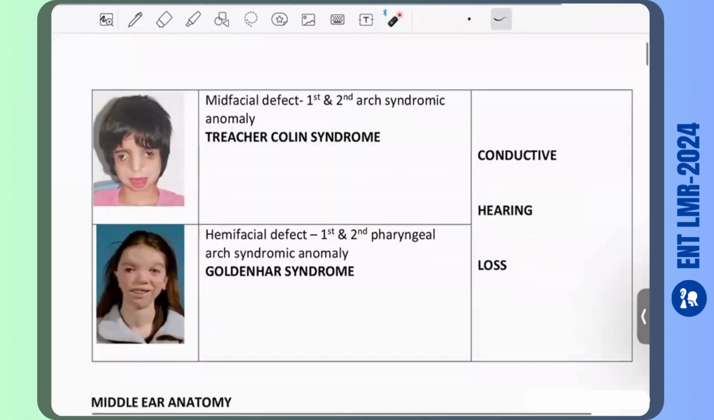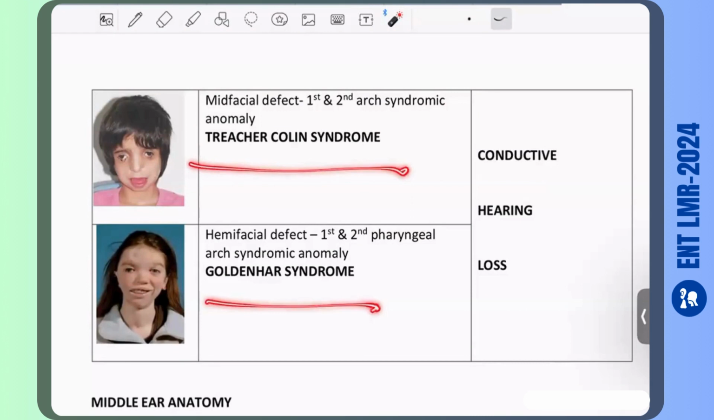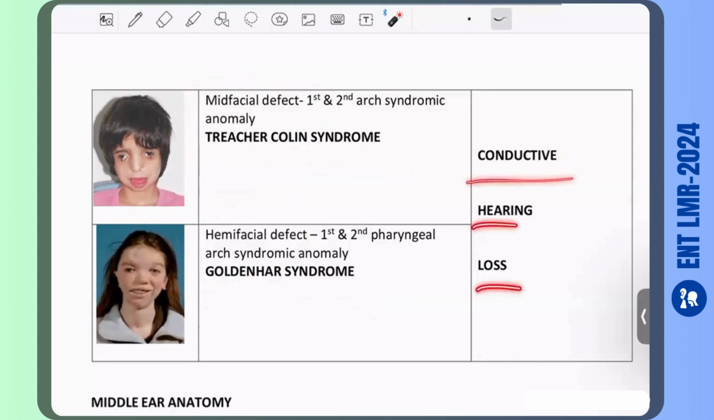You don't have to study this too much. You just have to remember that if there is Treacher Collins syndrome or Goldenhar syndrome, these syndromes happen due to first and second arch defects. This happens due to first and second arch defects. It causes conductive hearing loss.